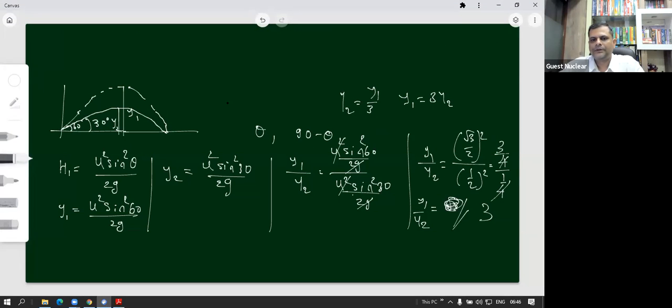See here, for y2 what do we have to do? The formulas we wrote yesterday, we took theta for one and 90 minus theta for the other. So putting 90 minus theta, y2 is u square into sin square of 90 minus theta upon 2g, which gives u square into cos square theta upon 2g. Theta is already 60 degrees here, so if we put cos square 60, we get the same as sin square 30. Cos square 60 is the same as sin square 30, no doubt.